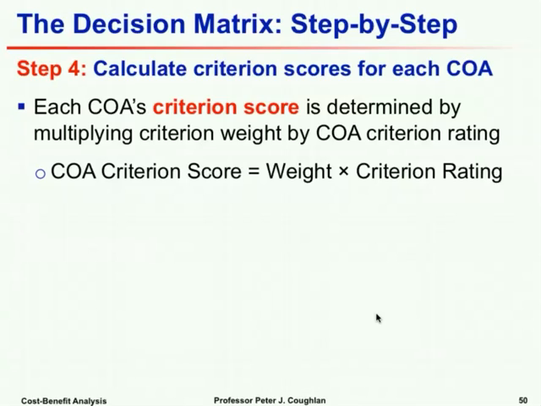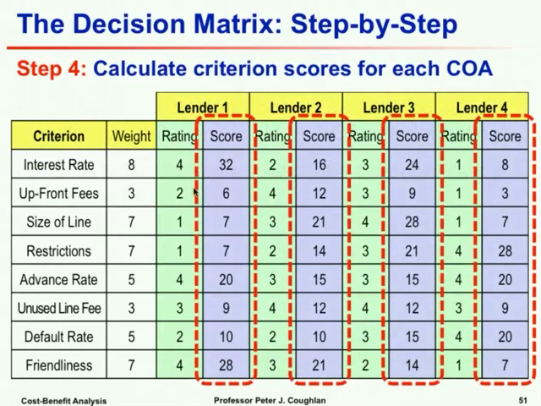So again, each COA's criterion score is the weight for that criterion times the criterion rating. And so in our example here, this is our line of credit example, we take the weight, 8 times 4 is 32, 8 times 2 is 16, 8 times 3 is 24, 8 times 1 is 8.